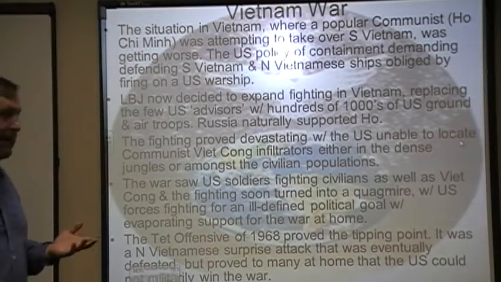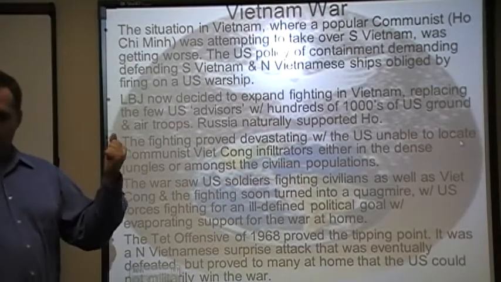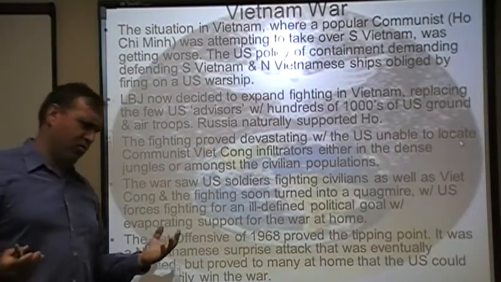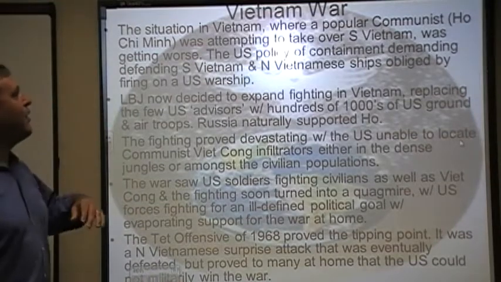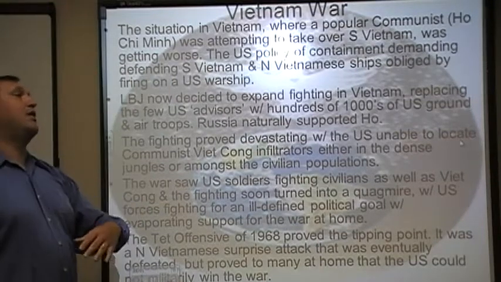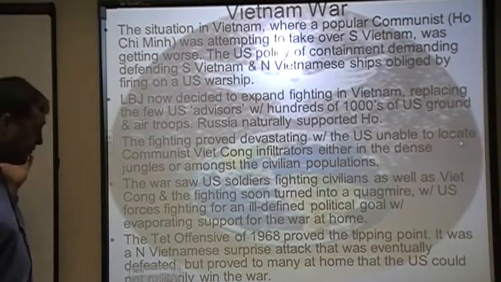Well, Japan is defeated by the United States, and the Japanese leave. Yay! But then the French come back. Oh! The French insist on reinstituting their colonial policy, and so Ho Chi Minh is forced to now fight another war of liberation, this time against the French.